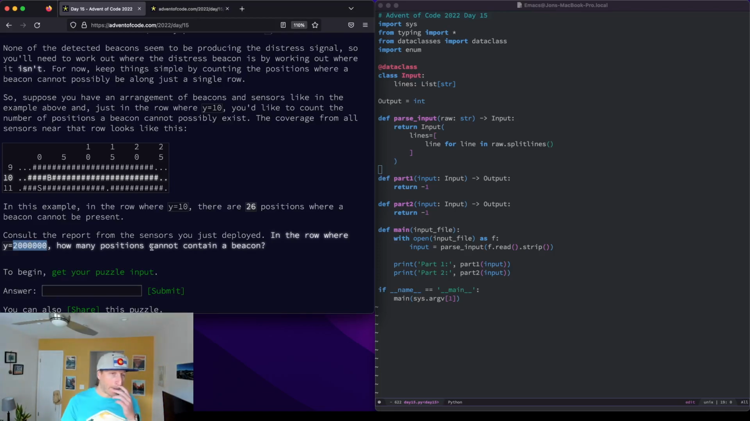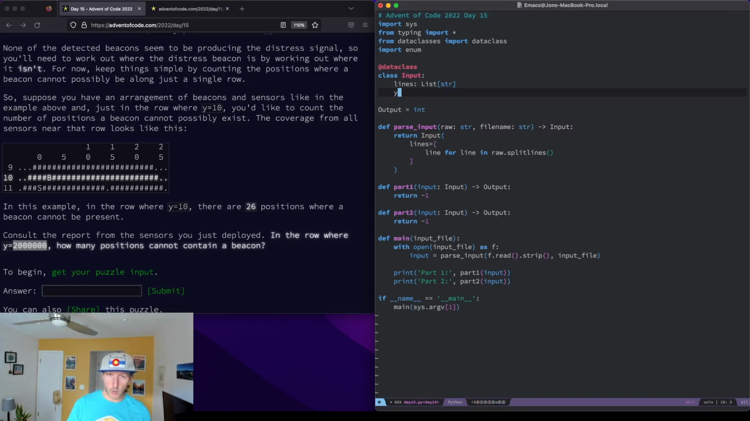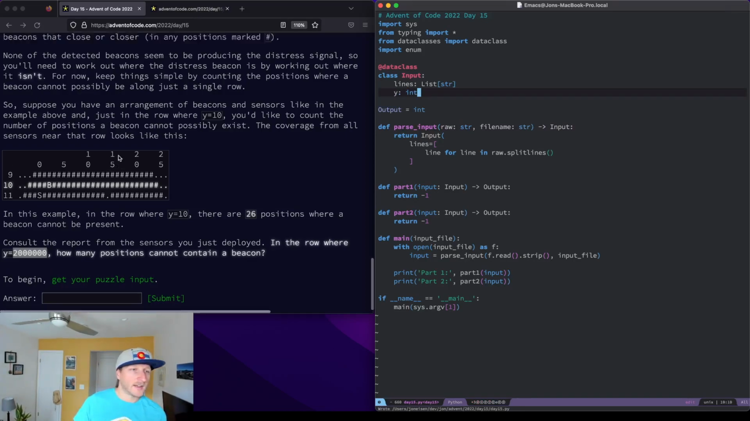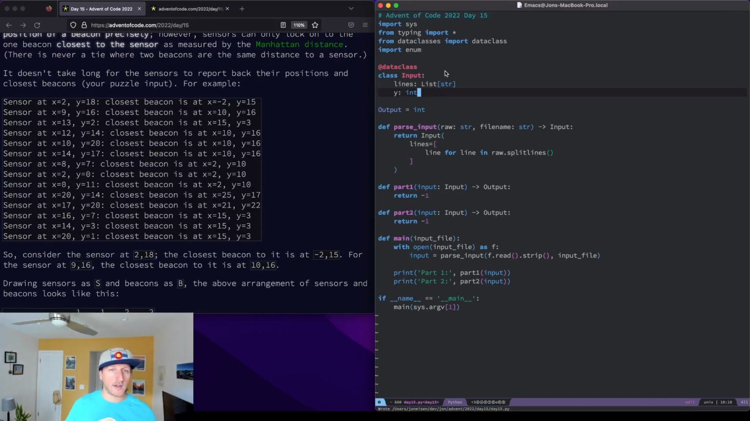Okay, so for the example, we're going to use y equals 10. And for the actual input, we're going to use y equals 2 million. So for the input file, when we parse input, we're going to parse the file name, and we're going to find y as an int here. Okay, so we've got to parse this line.